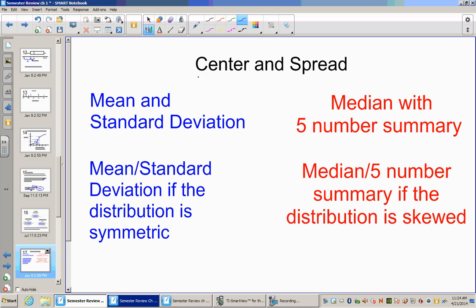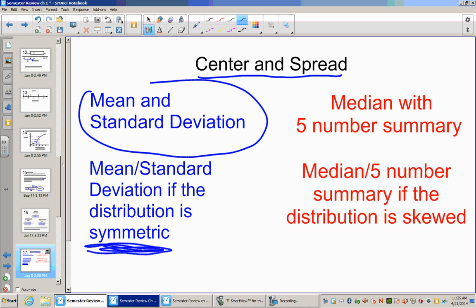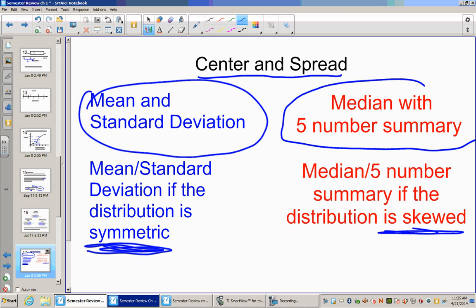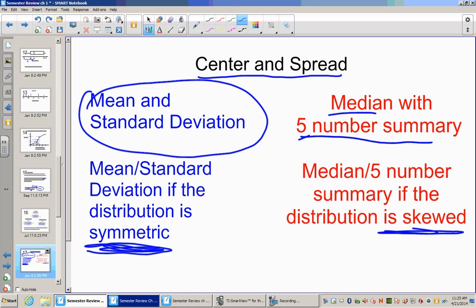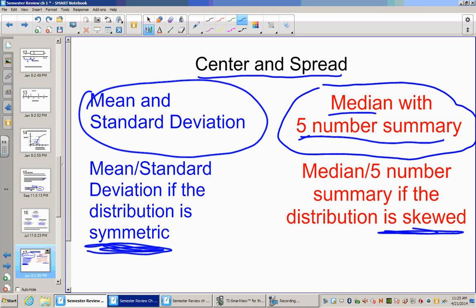When you're deciding on how to describe the center and spread, there's two ways you can do it. If the data is symmetric, we typically use mean and standard deviation. If the data is skewed or not symmetric, then we use the median and 5-number summary. It also helps you when you hear somebody talking about the median, it gives you an indication that that data set, the population, is probably a skewed distribution.